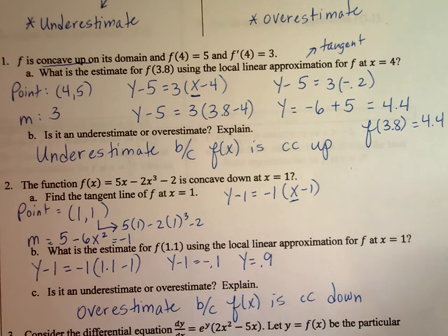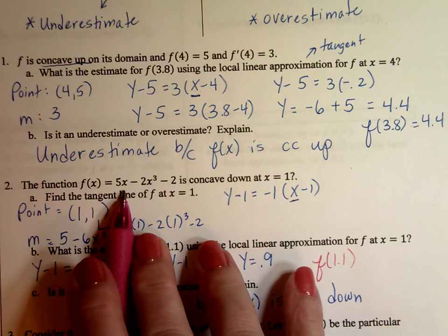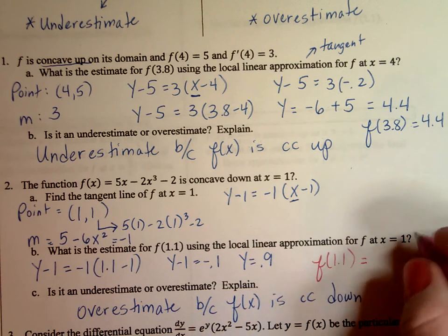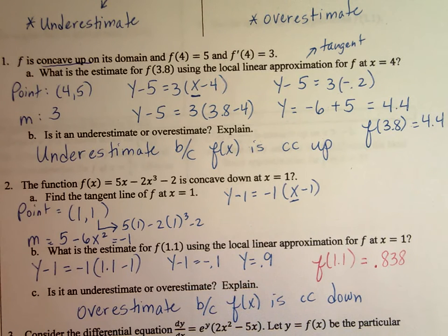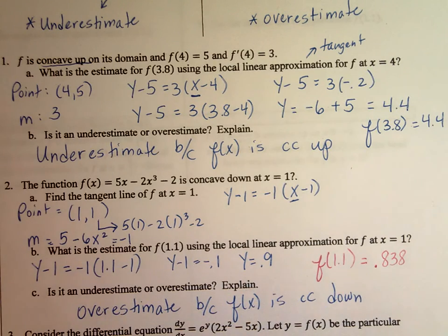Now, just for kicks and giggles, I went ahead and plugged in 1.1 into the original function. When I found f of 1.1 in the actual function up here, plug it in, 1.1, 1.1 cubed, yada yada. Guess what popped out? 0.838. So you can see, 0.9 is really close, but it is an overestimate. It's a little bit larger than the actual value would be. So kind of neat that you can put all those pieces together.